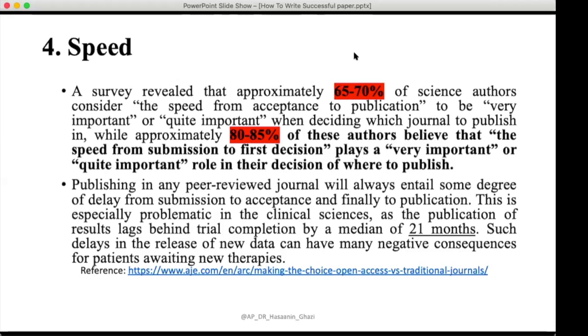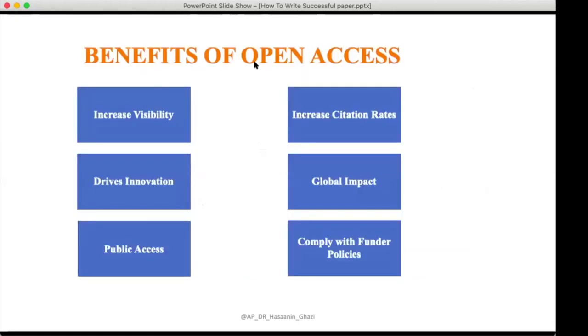So what are the benefits of open access? You increase visibility, of course. Your paper will be available on Google Scholar, everywhere. Everyone can read your paper, download it and cite you. Drive innovation, public access: even people from the public can access your paper. Increase citation, this is very important.